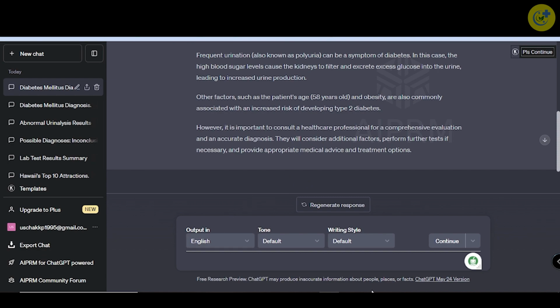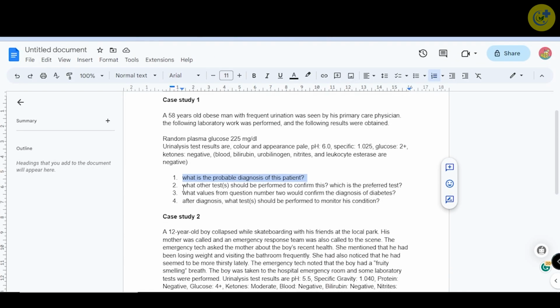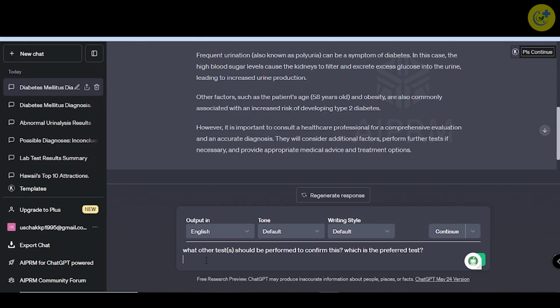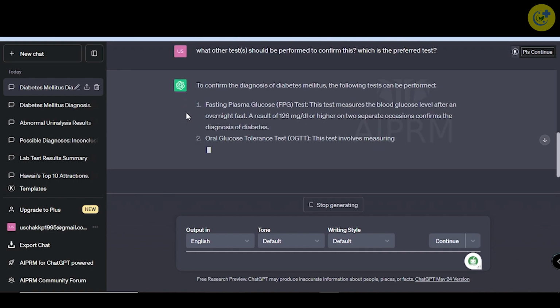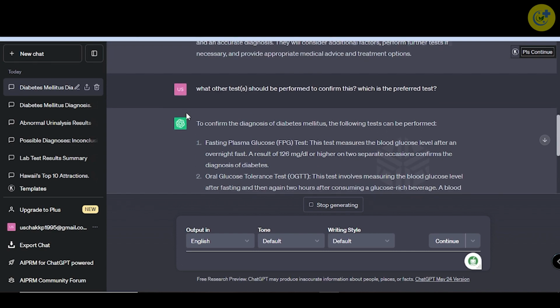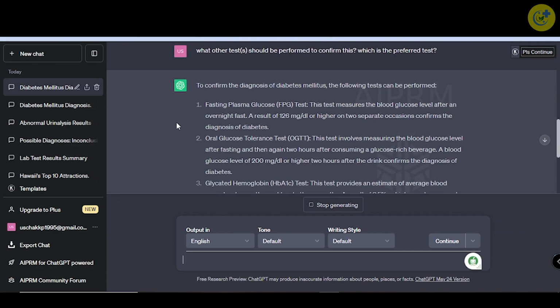Superb. And now I will add my second question. What other tests should be performed to confirm this, which is the preferred test? Okay, copy and paste and enter. To confirm the diagnosis of diabetes mellitus, the following tests can be performed. Number 1, fasting plasma glucose test. This test measures the blood glucose level after an overnight fast. A result of 126 mg per deciliter or higher on 2 separate occasions confirms the diagnosis of diabetes.